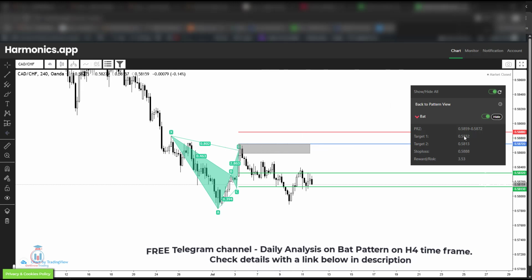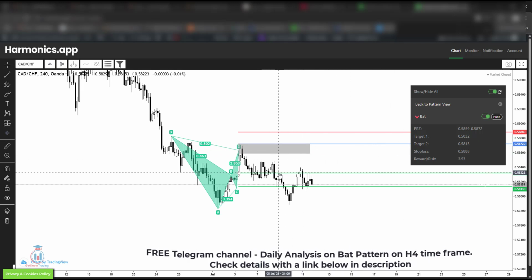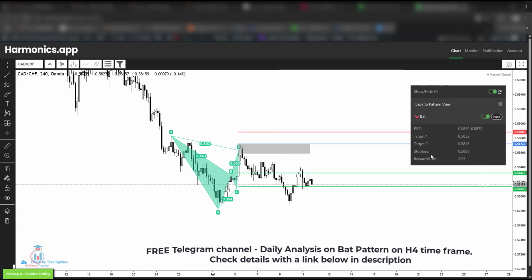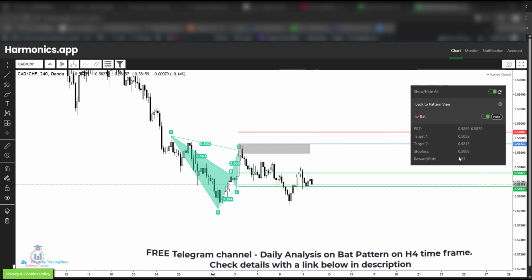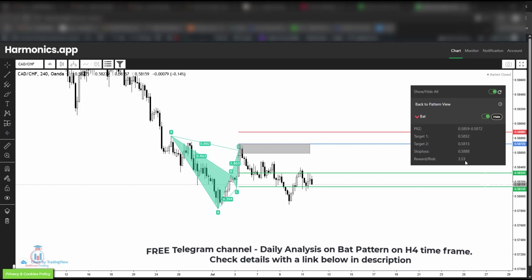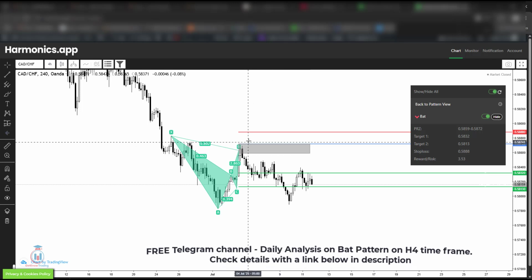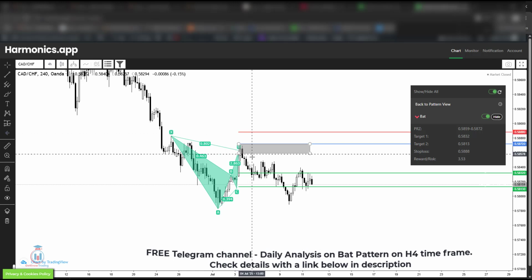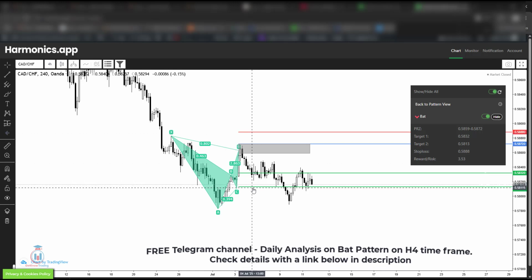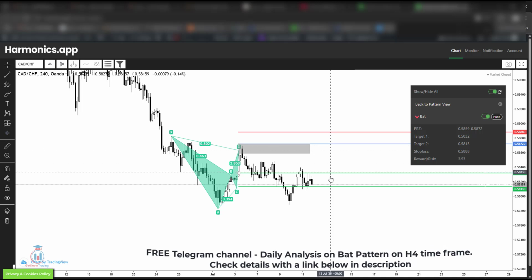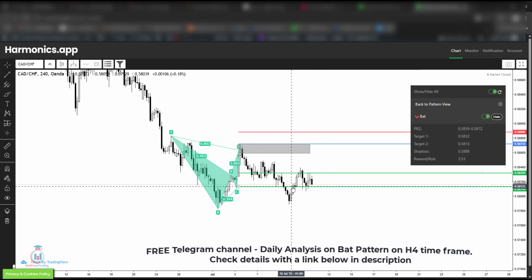You will have the target 1, target 2, these are the green lines. You will have a stop loss, which is the red line, and this is the reward to risk ratio. Reward to risk ratio is the difference between the blue line, which is the entry level, compared to the stop loss, and compared to the take profit level 2. So it is 3.53 for the take profit 2.